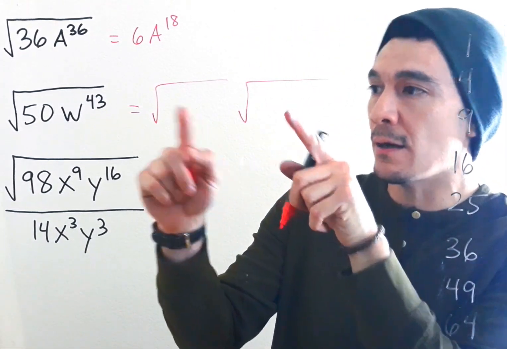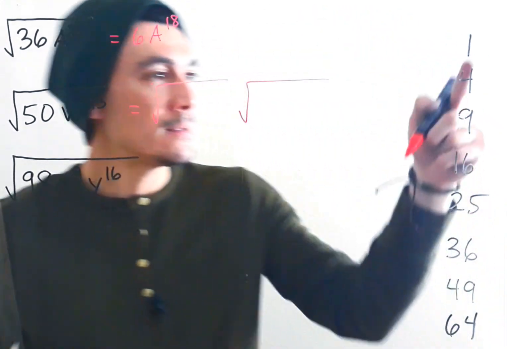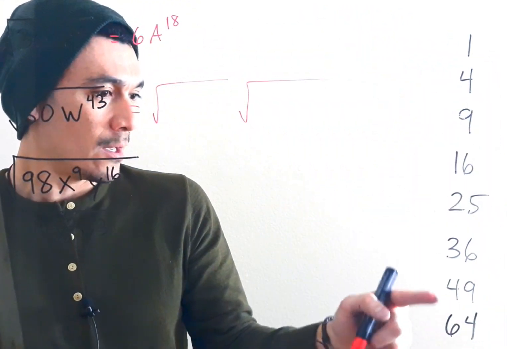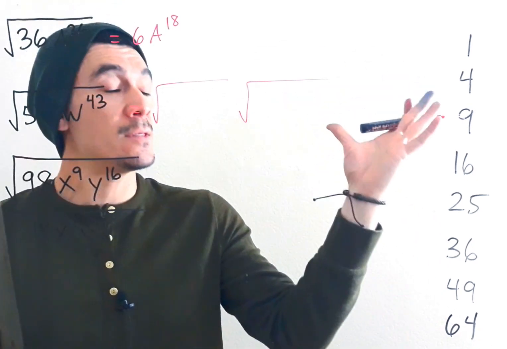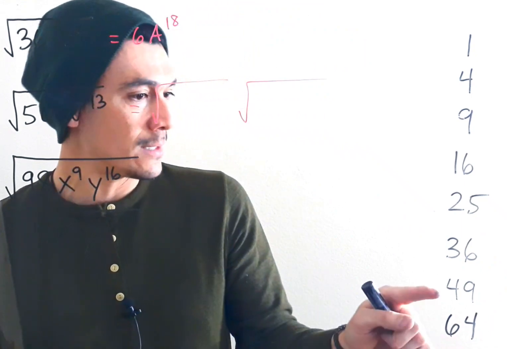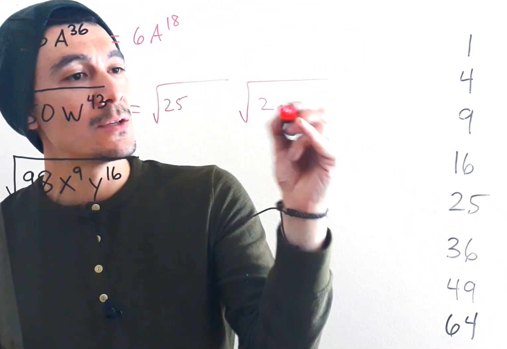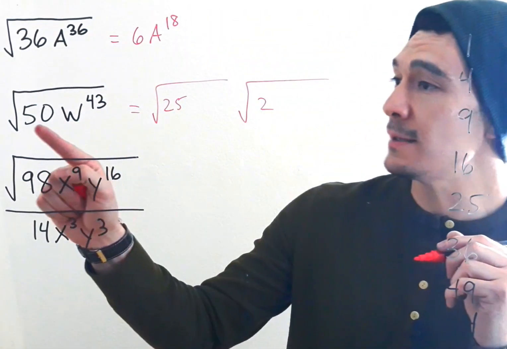What goes in here? Well, first let's break up the 50. How do I break up the 50? Consider a list of perfect squares. Which of these is the biggest number that can be divided into 50? Well, not this one, not this one, not this one. This one, 25. 25 times what? 25 times 2. That's how you get 50.